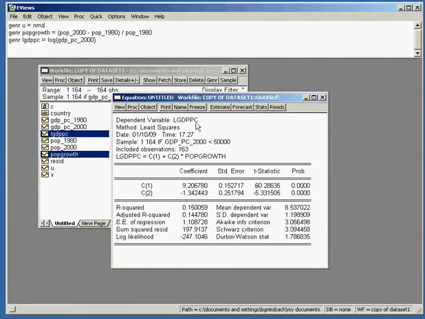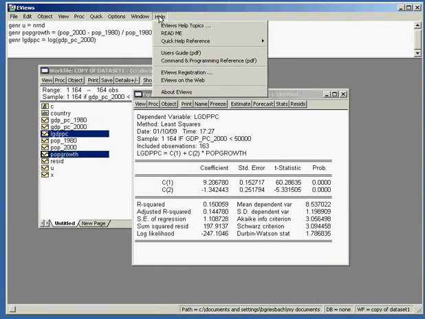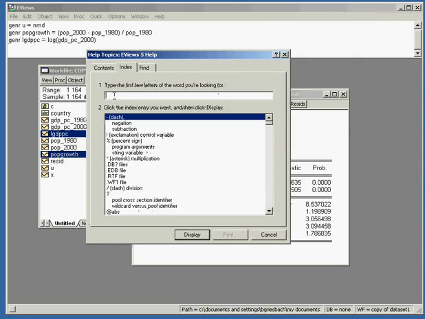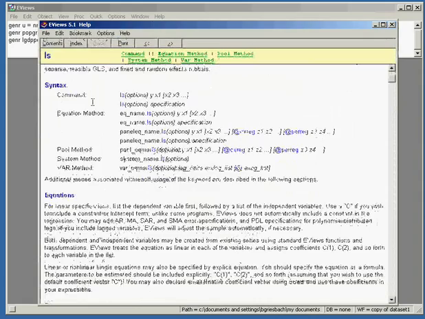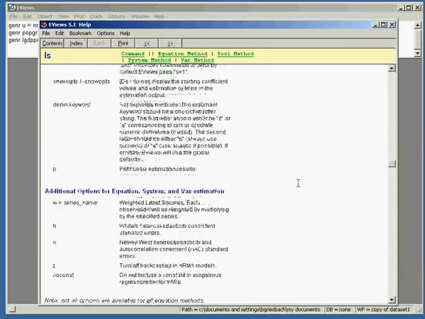For your information, the same tool can also be started directly from the command line window by the command ls, least squares. If you're interested in finding out about any command, the help of EViews is really very much recommended. So just go to Help. Have a look, for example, at the ls command, and you will find loads of information and usually also some useful examples.